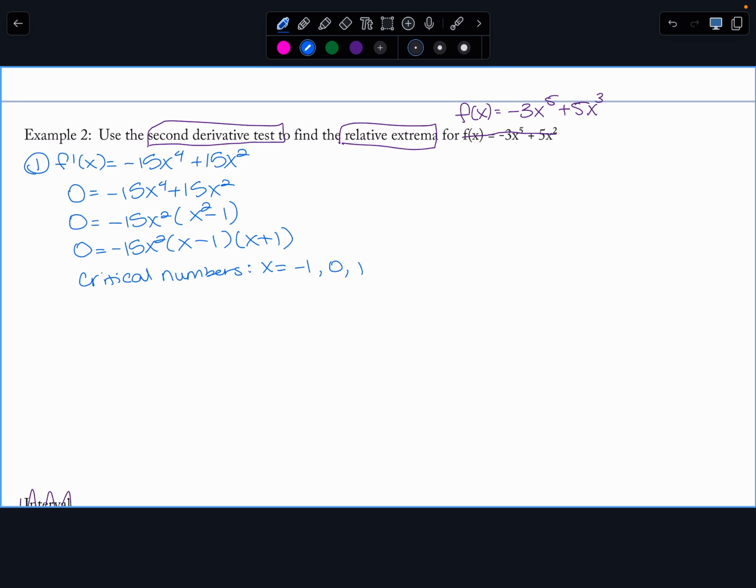Okay, so what does that mean? First of all, my second step is that I'm going to find the second derivative. So what's my second derivative equal to?